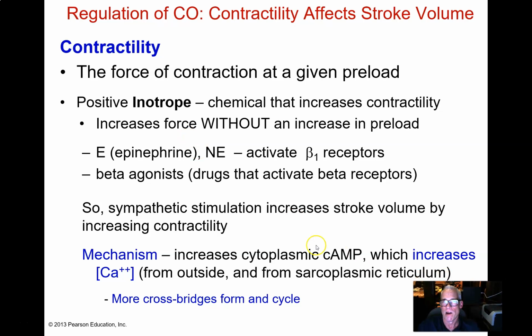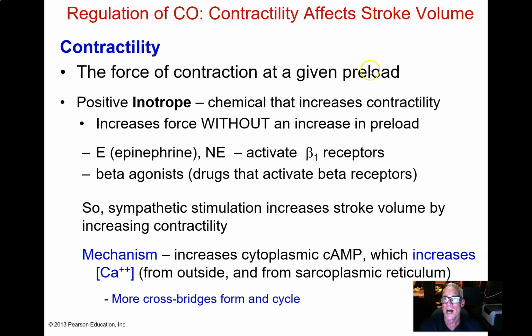What's the next variable that affects stroke volume that we're going to talk about? It's called contractility. It's kind of confusing in a way, but contractility is the force of contraction of the heart muscles, the innate force. How strong is it? How hard is it? How vigorously is it going to contract? So we said that kind of depends on preload.